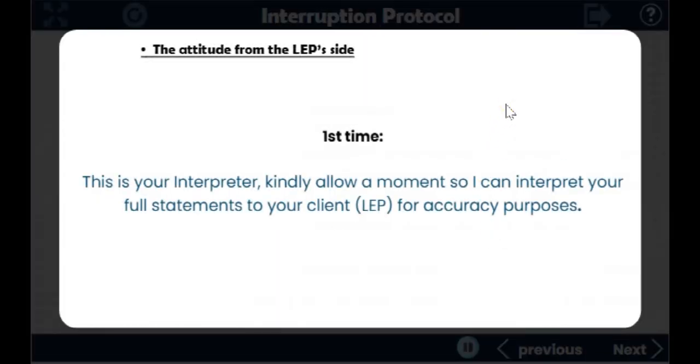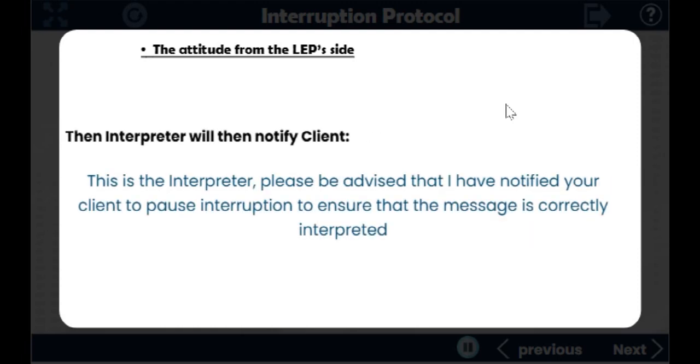First time, this is your interpreter. Kindly allow a moment so I can interpret your full statements to your client, LEP, for accuracy purposes. Then interpreter will then notify client. This is the interpreter. Please be advised that I have notified your client to pause interruption to ensure that the message is correctly interpreted.